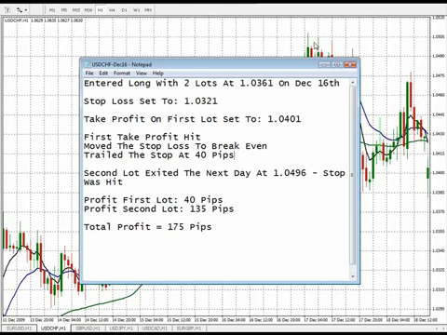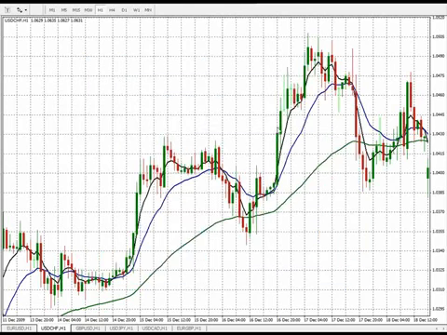1.0496. The stop was hit. It raised up to above the 1.05 level and dropped again. So then we have a profit of 40 pips on the first lot, 135 pips on the second lot, for a total profit of 175 pips. So very profitable trade, 175 pips in one day, and a good example of how to use this system for long trades.